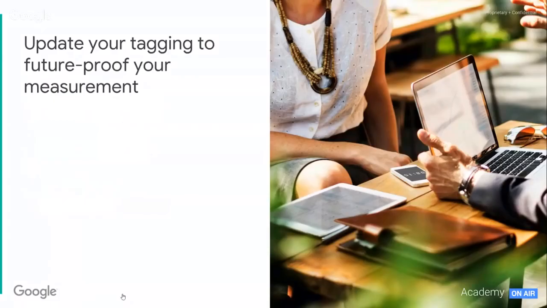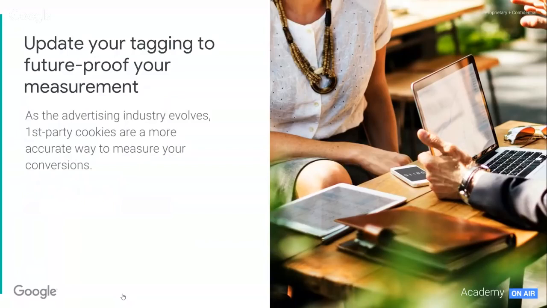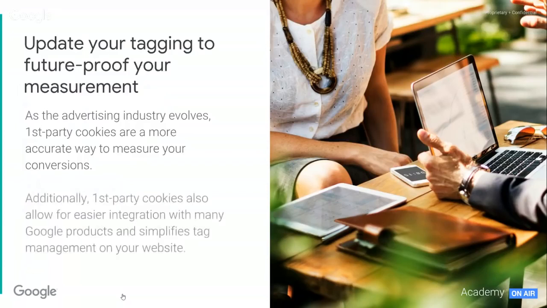So basically, we have asked some of you to update your tagging or your conversion tracking to future-proof your measurement, particularly on site-wide tagging. The advertising industry is actually evolving towards using more first-party cookies as a more accurate way of measuring conversions. These also allow a better integration with some of our Google products, in particular Google Tag Manager and gTag, and simplify tagging management on your website.